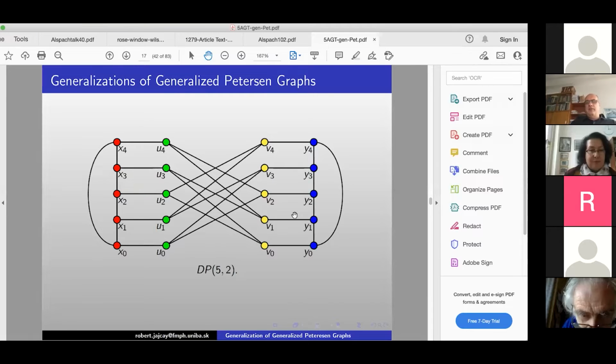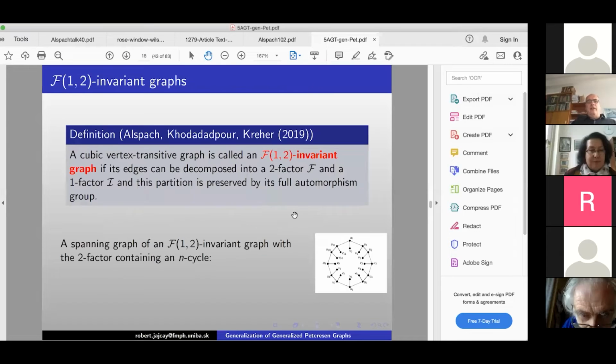Our construction precedes Brian's explanation of it, but here it is anyway. So this is from Brian's talk, which are the F12 invariant graphs. A cubic vertex transitive graph is called F12 invariant if its edges can be decomposed into a 2-factor and a 1-factor, and the partition is preserved by its full automorphism group. This is important, the full automorphism group.